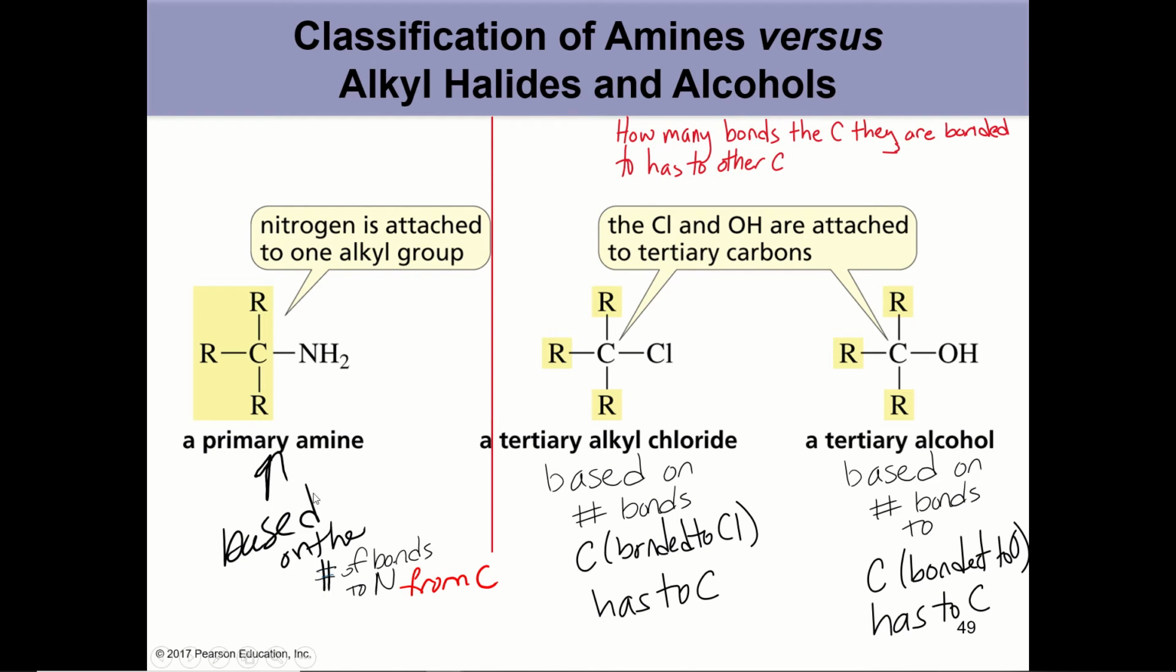But for amines, the difference is that the classification of the amine as primary, secondary, or tertiary is based on the number of bonds from nitrogen to carbon. And so this molecule is a nitrogen bonded to a tertiary carbon, but the nitrogen itself is primary, and so it is a primary amine.